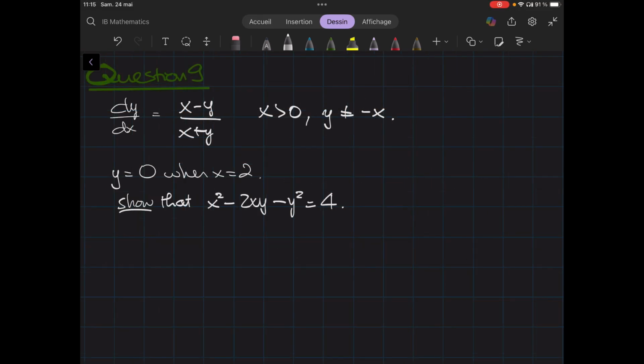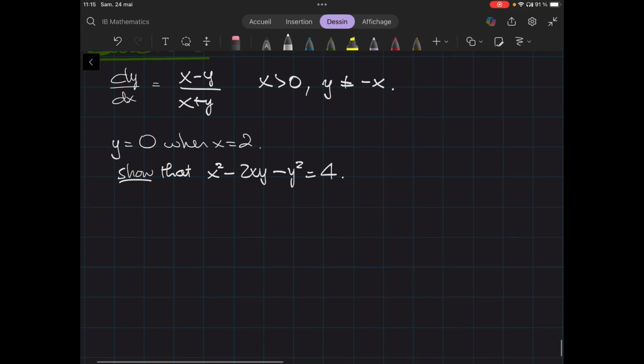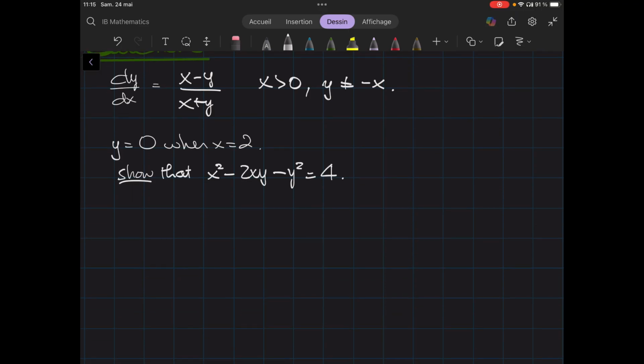This is question 9 on AAHL Paper 1, Time Zone A. We have a homogeneous differential equation, and we are also given that y is equal to 0 when x is equal to 2. Using a substitution y is equal to vx, we are asked to show that x squared minus 2xy minus y squared is equal to 4. So let's get started. This is a book standard question.